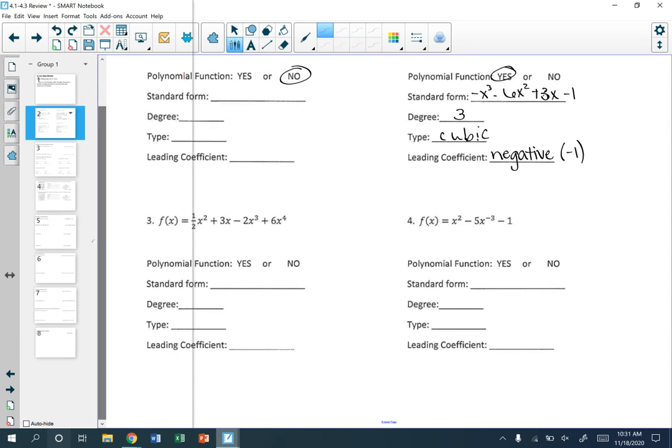So number 3 here, this is also a polynomial, yes. So we can go ahead and write it in standard form. All of our coefficients are real, all of our exponents are whole. Our highest power here is x to the 4th. So we have 6x to the 4th minus 2x to the 3rd plus 1/2 x squared plus 3x, and then we don't have a constant term in this one. So we can see our degree is 4, and the type of a 4th degree is quartic, and our leading coefficient is positive, or 6.